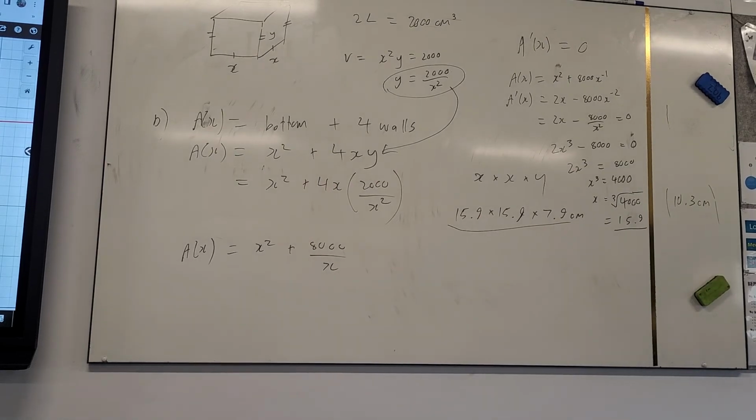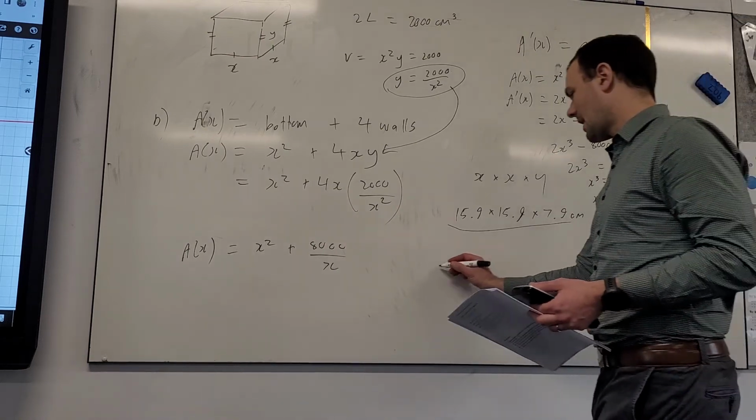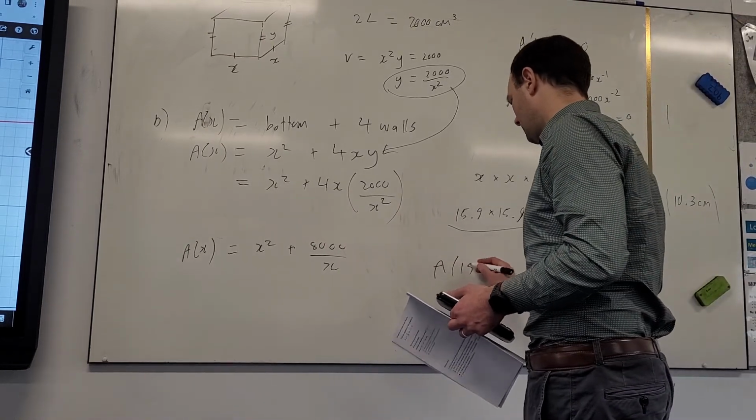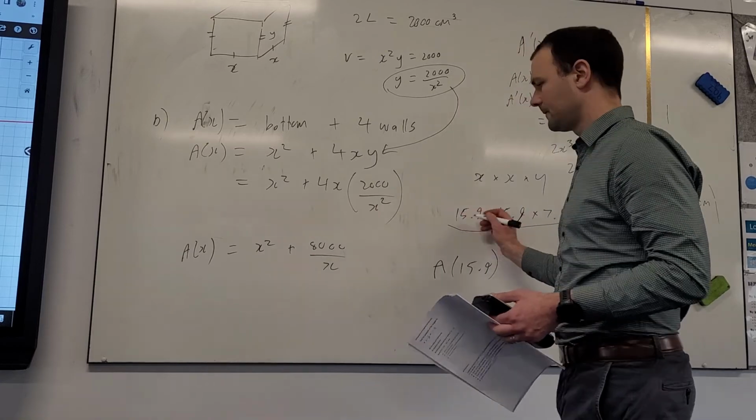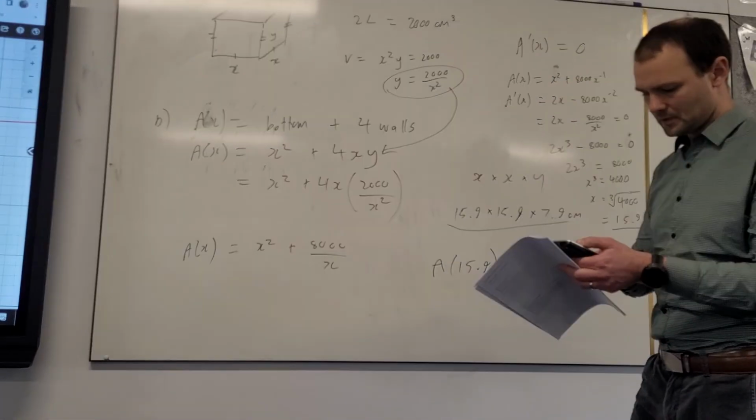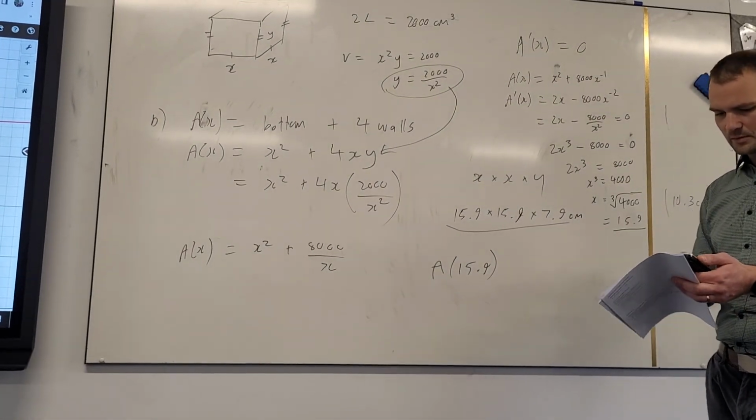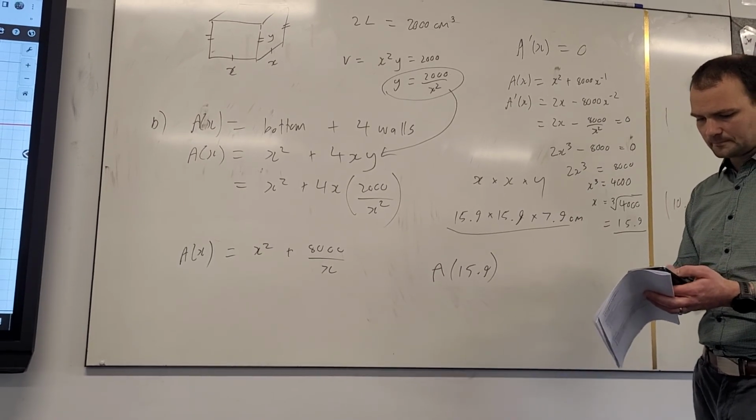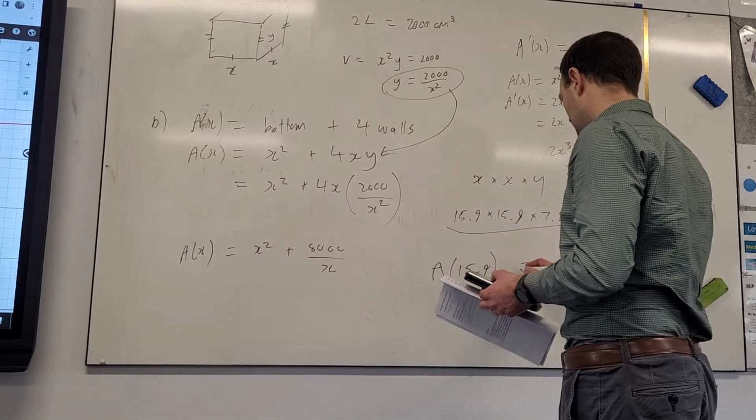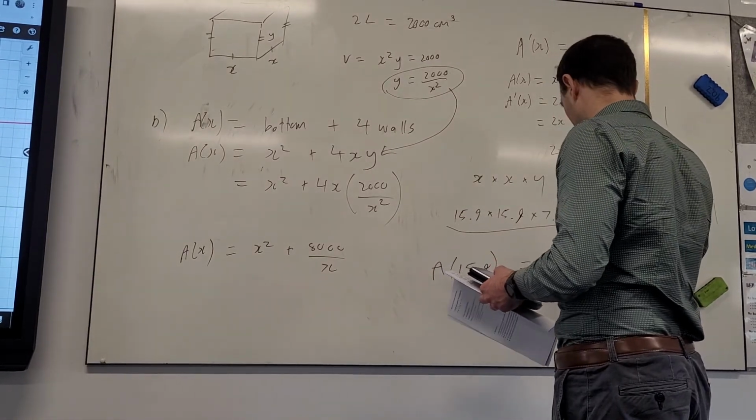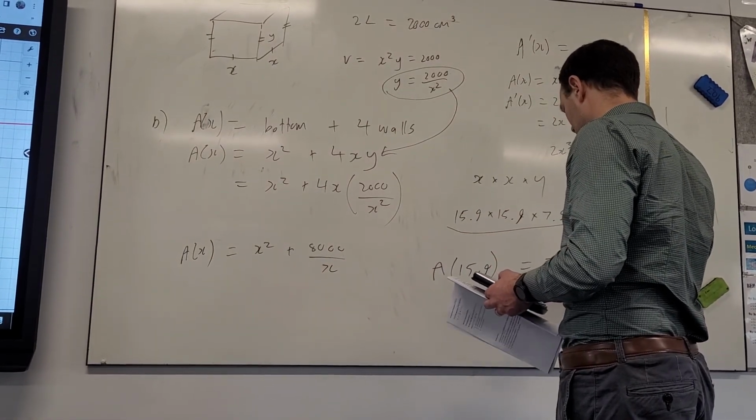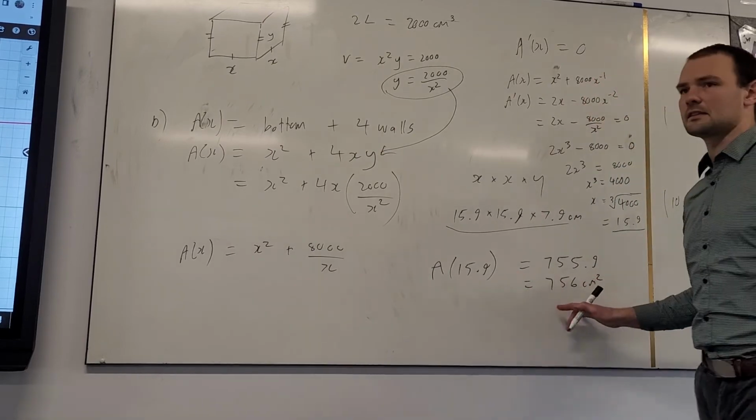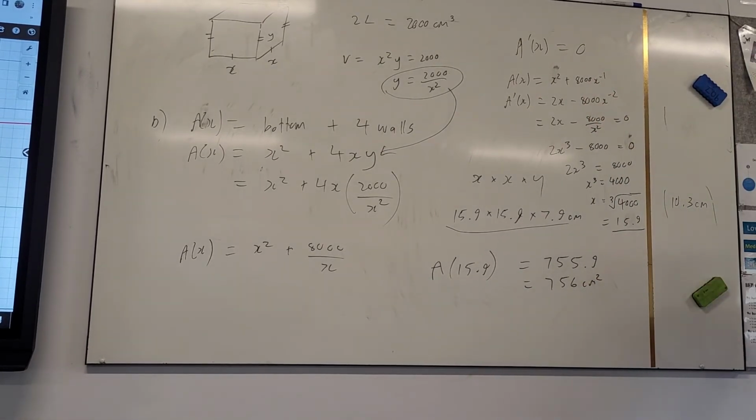Alright, so that's the dimensions of the box, but it does say find the minimum surface area. So that's going to be A of 15.9. That's when we put 15.9 into this function. So it'll be 15.9 squared plus 8,000 on 15.9. So I've got 756 centimetres squared. That's the smallest amount of surface area we can have for the box.